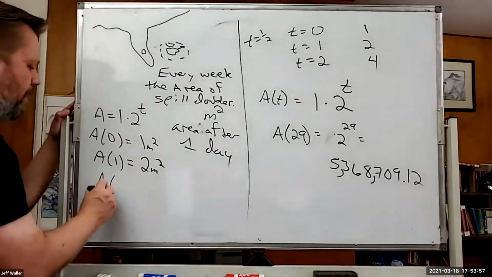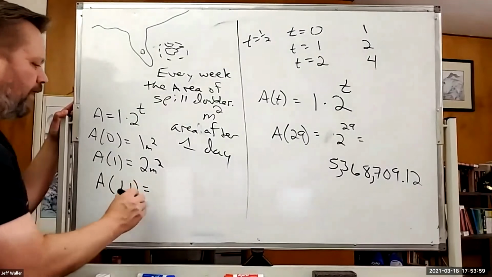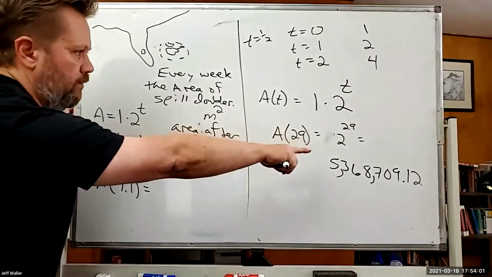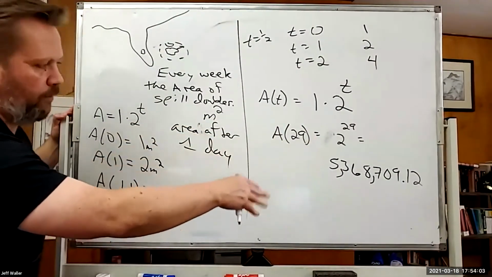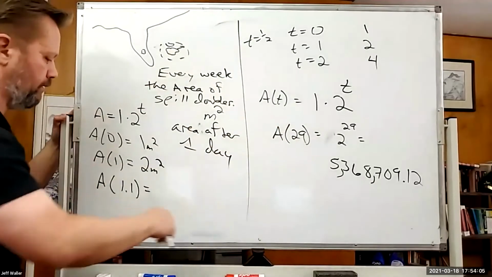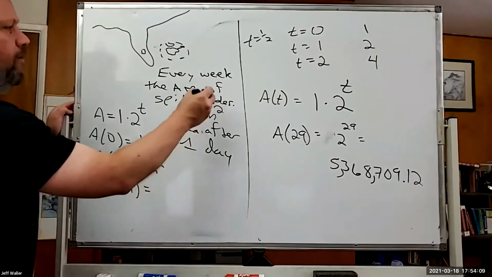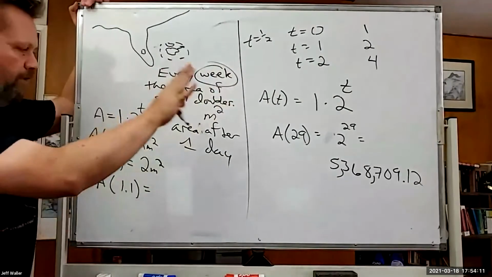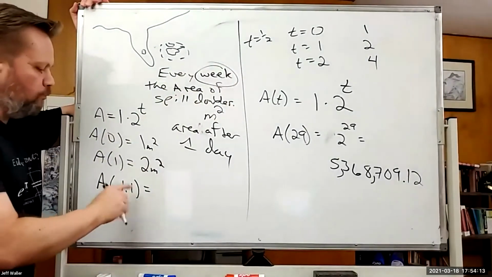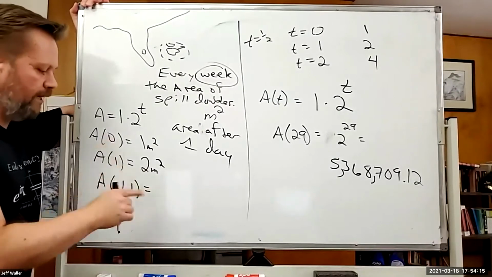What's the area after 1.1 days? We couldn't do that over there. I can't say, well, how many pennies do I have after 1.1 days? That makes no sense. But here I can ask, what's the area after 1.1, I'm sorry, weeks. I forgot this was weeks. After 1.1 weeks, what's the area now?